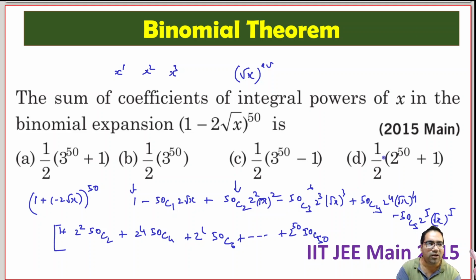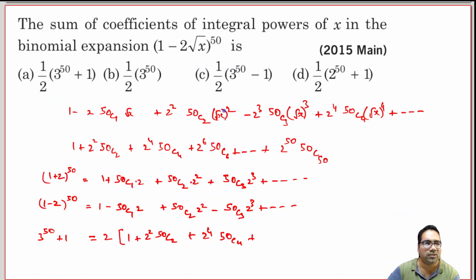Now let us do something. Consider (1 plus 2) whole power 50. What is (1 plus 2) whole power 50? It is 1 plus 50c1 into 2 plus 50c2 into 2 square plus 50c3 into 2 cube, etc. Similarly, what is (1 minus 2) whole power 50? This is equal to (1 plus minus 2), so 1 minus 50c1 into 2 plus 50c2 into 2 square minus 50c3 into 2 cube, etc.